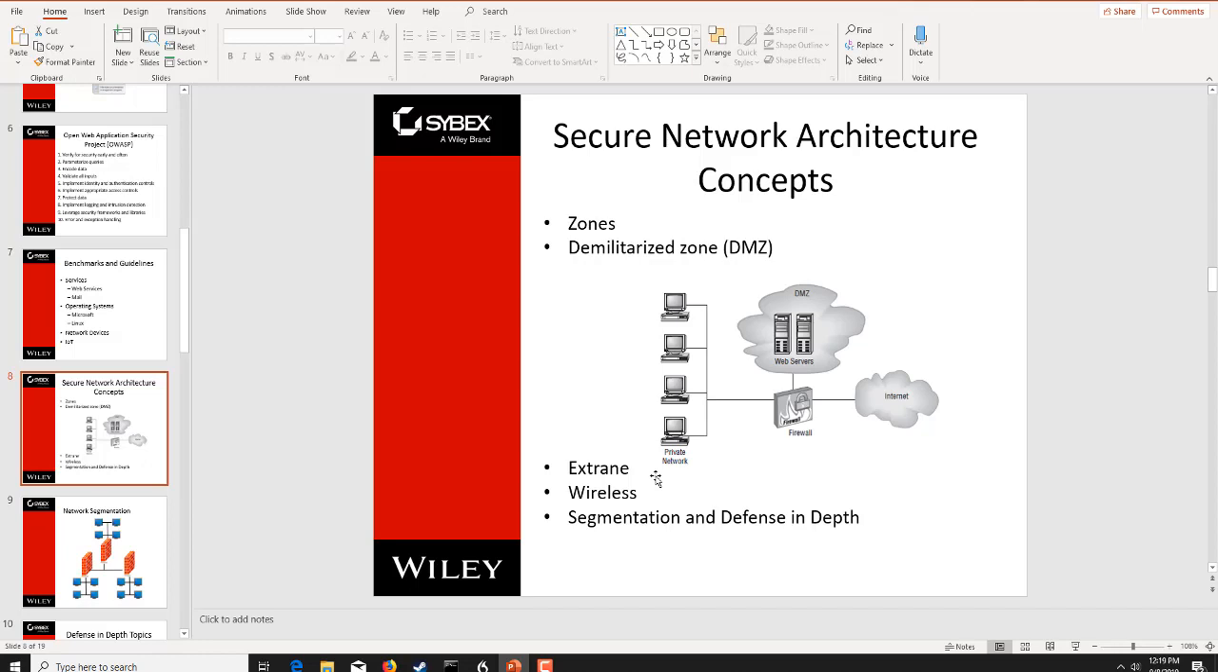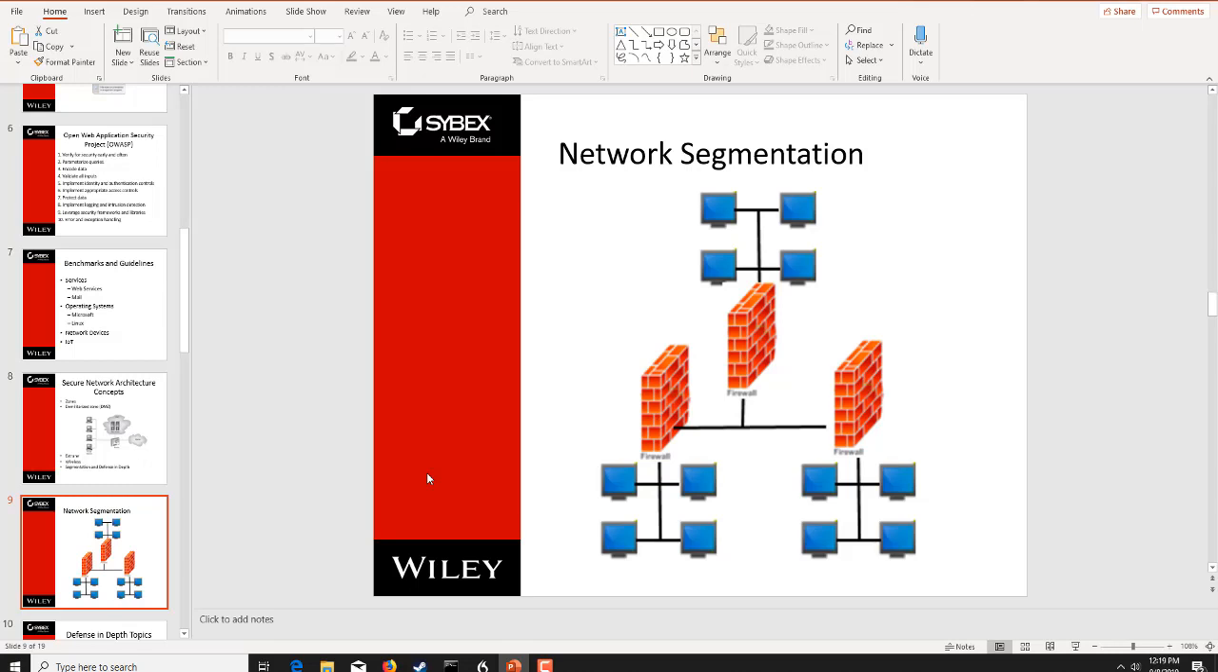And then we have segmentation and defense in depth. So this is just basically the concept of splitting up your network, your network segmentation, into controllable parts. And each of these different networks could have different security policies, different rights, different procedures that they have to abide by. Say one network might have access to another network, but that network might not have access to the original network. You can have all different types of security policies that are controlled by the different firewalls that are segmenting the network.